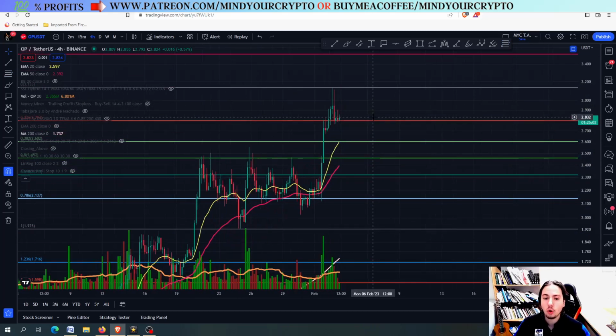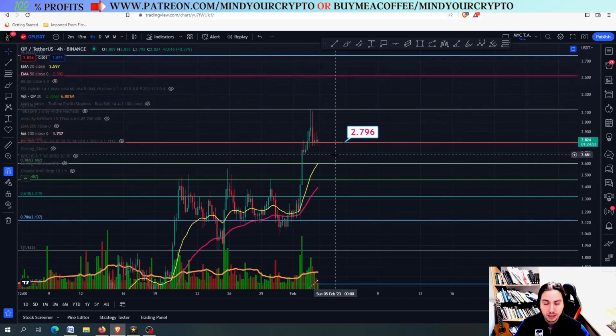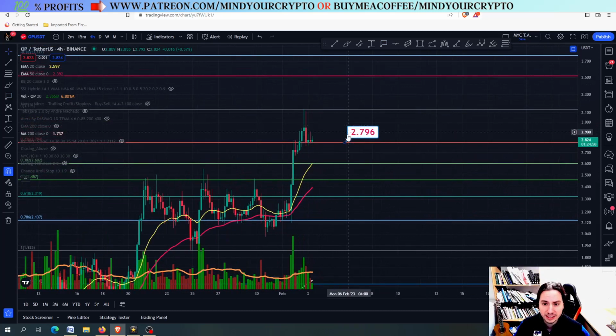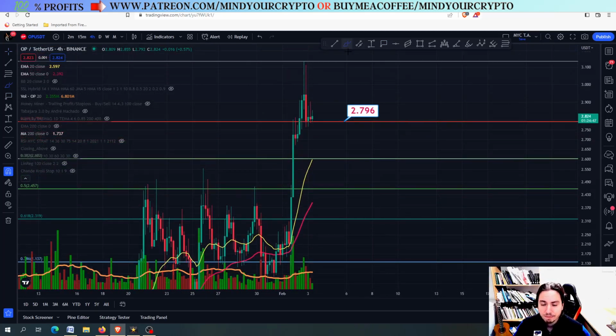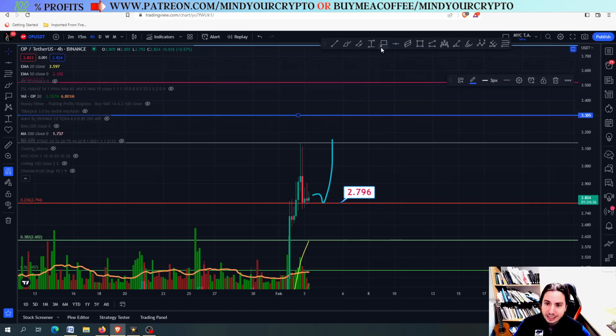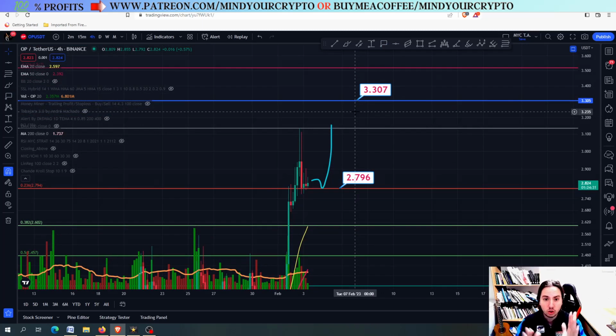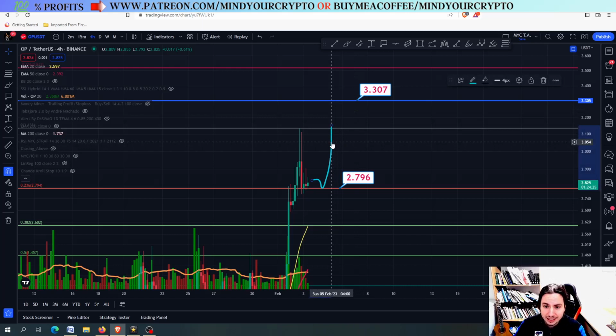Now OP is holding a very important support level, and that is the support level of 2.796 to 2.794. If we can manage to keep holding this, then that means OP is going to explode again, going even higher, possibly towards the 3.30 and so on. So I'm going to have one very important resistance level around here. So more pump is going to come if we can keep holding the 2.796.